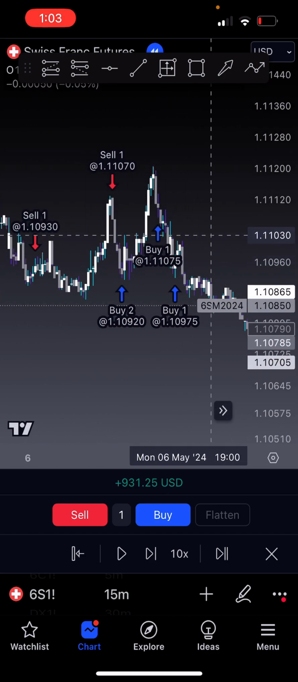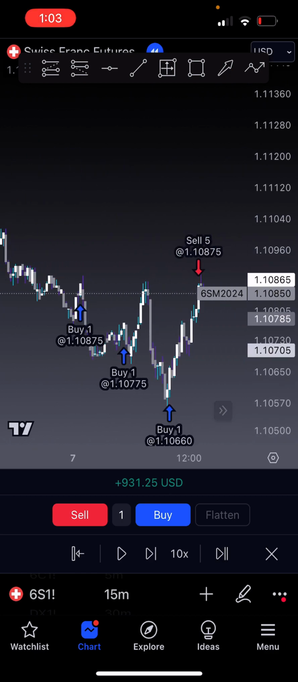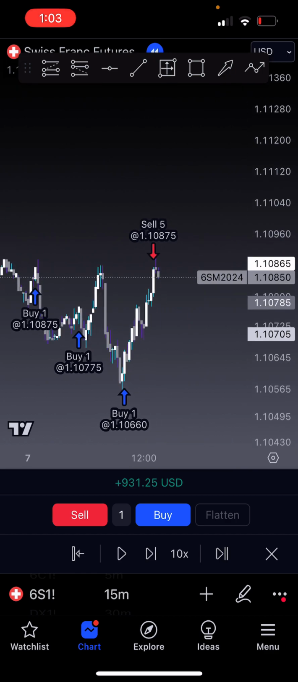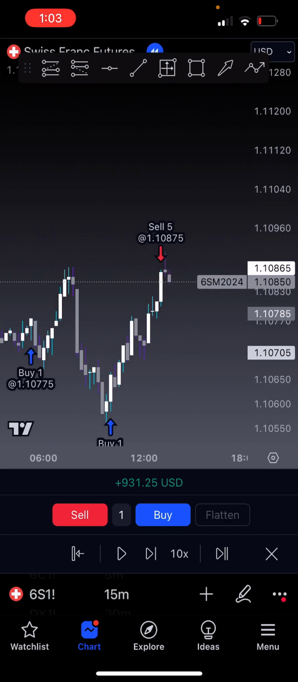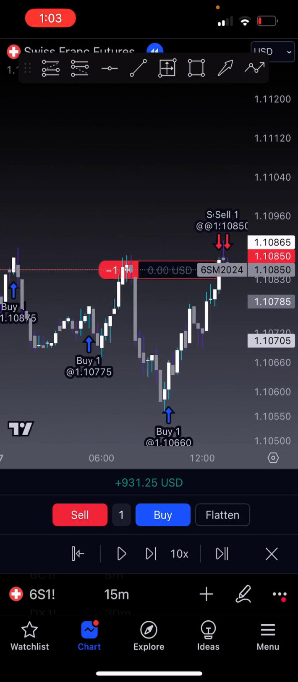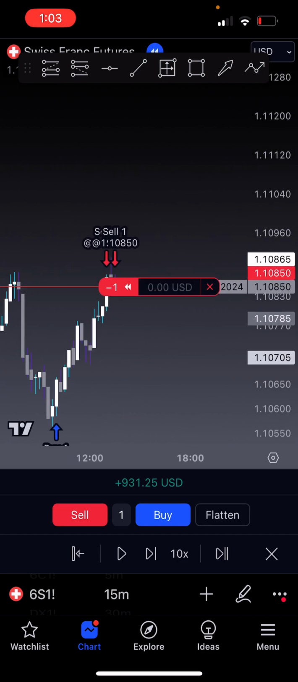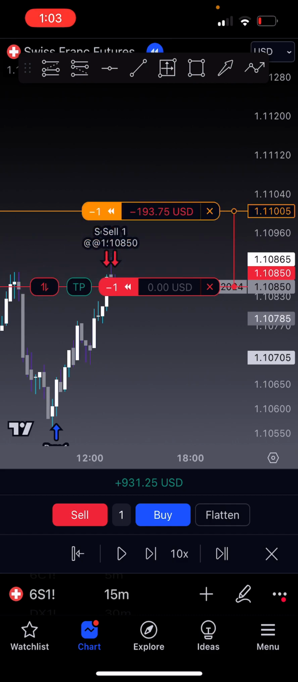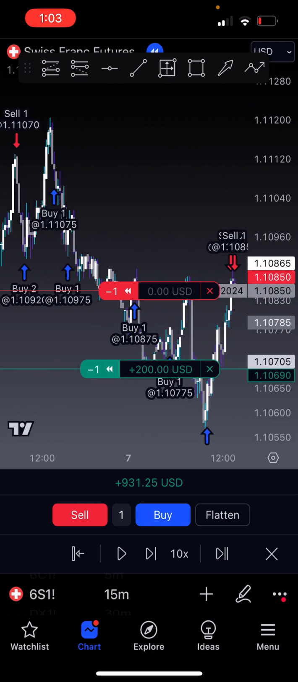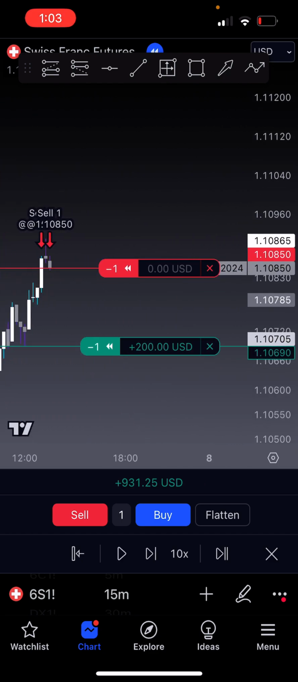So we added in here, here, here, here, here. And it pushed up to this area of resistance, and we ended up getting out. So let's sell. Let's just say we're at a resistance and we want to sell. Let's put our stop loss up here. Let's put our take profit down there. Let's remove that. And we'll add into the trade.